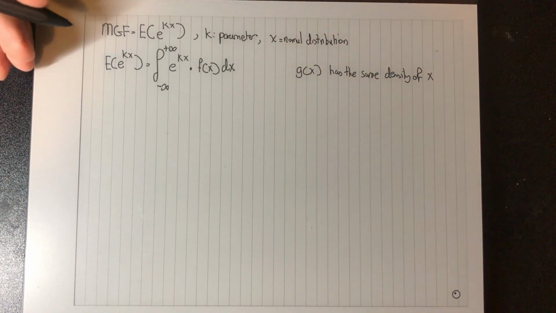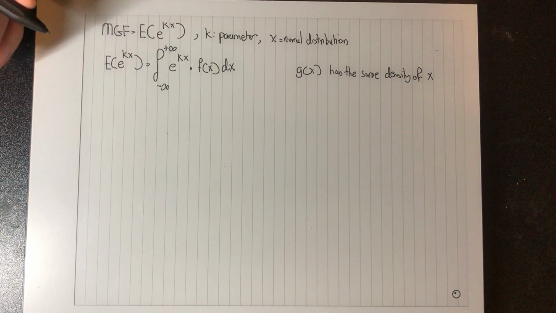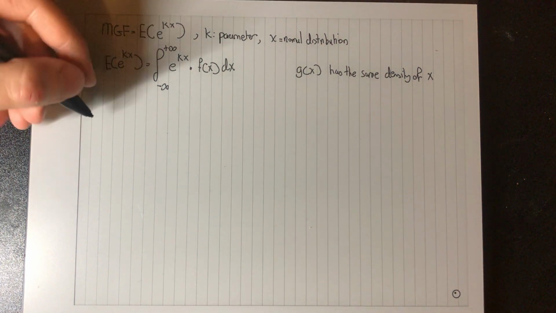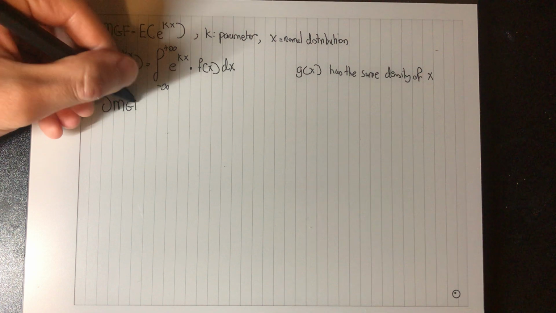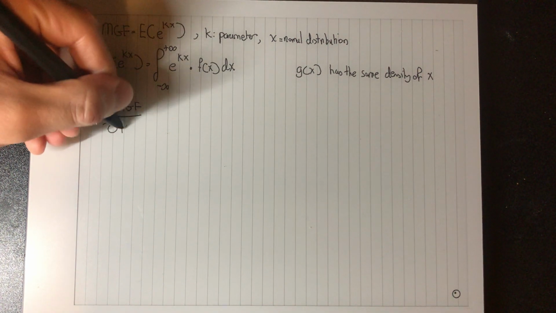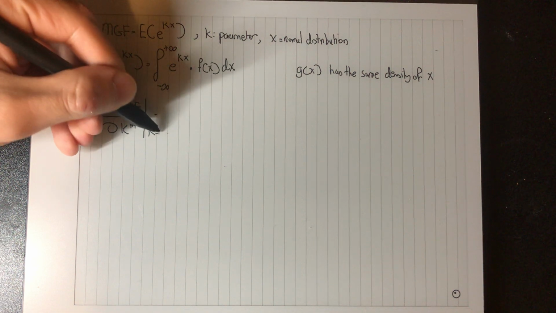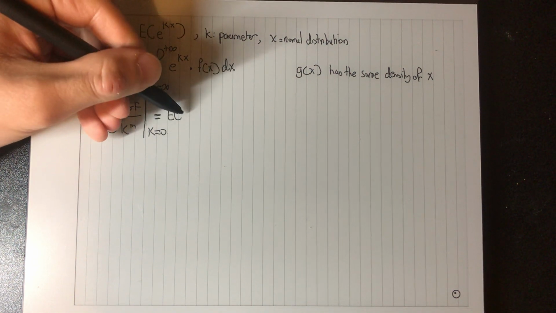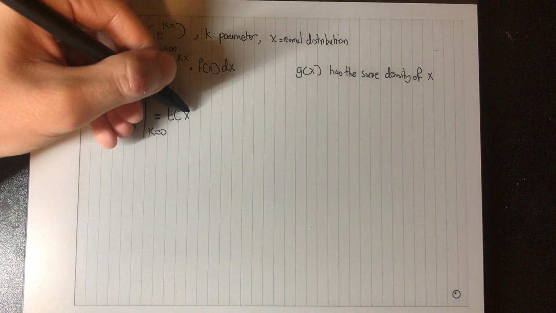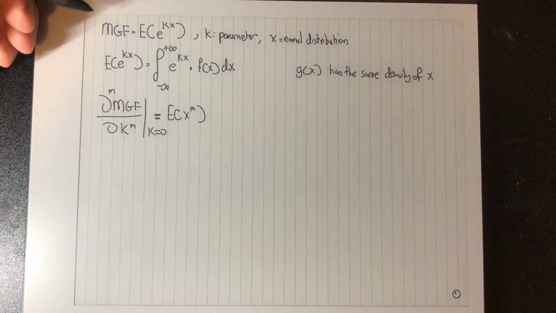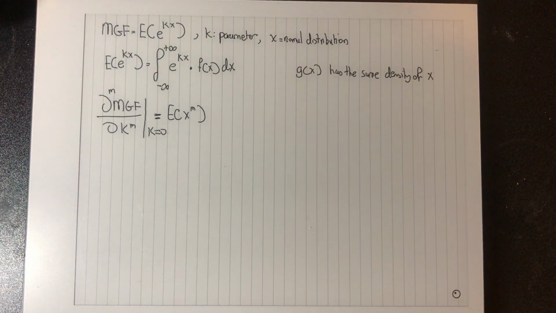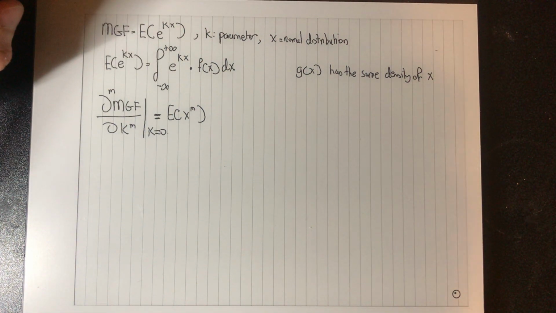So let's move on. What does the moment generating function state? Well, the moment generating function states that if we take the derivative of the moment generating function of order n with respect to k and set k equal to 0, then we would be able to obtain a raw moment of order n. The way that we can prove the moment generating function is through approximating that moment generating function using a Taylor series expansion, which we will do in just a minute.